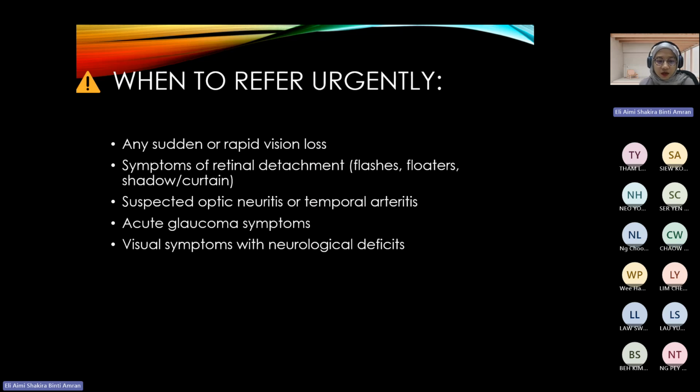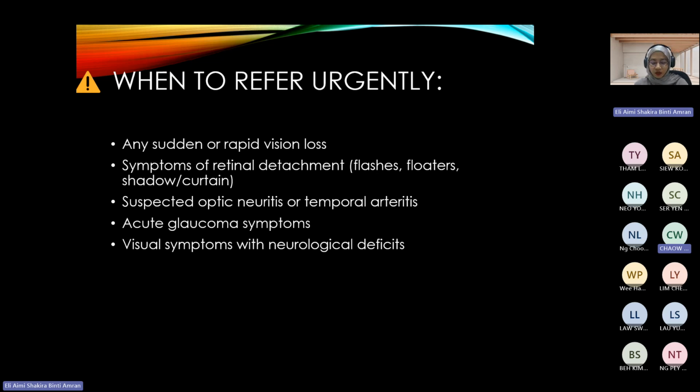Okay. So the last is visual symptoms with neurological deficits. What is your understanding when you read this? Can you relate to any of your cases in the clinic? Visual symptoms with neurological deficits. It's about the nerve, the optic nerve, for vision impairment. Correct. It's related to the visual pathway.